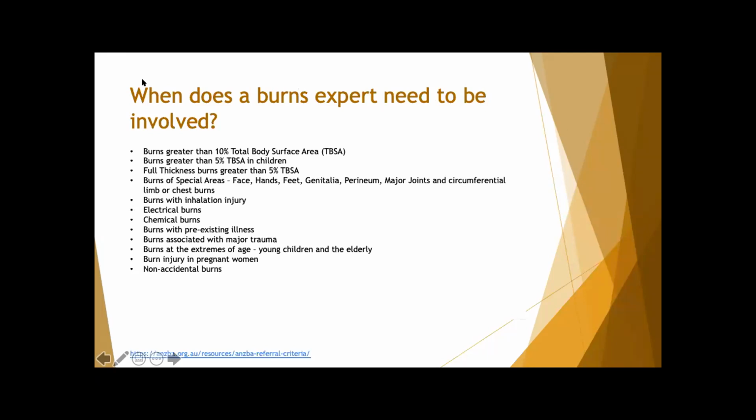So I've got a list here of the reasons why you would refer someone. But the things I just wanted to point out, and things I remember coming up in exams or OSCEs, from 3rd all the way to 6th year or 5th year for exams, is burns greater than 10% total body surface area, burns greater than 5% in children, any full thickness burns greater than 5%, and burns in special areas, and of course your burns with inhalation injury. These are the things I remember coming up in exams, though I would recommend you know all the others as well. I'm just pointing that out to you.